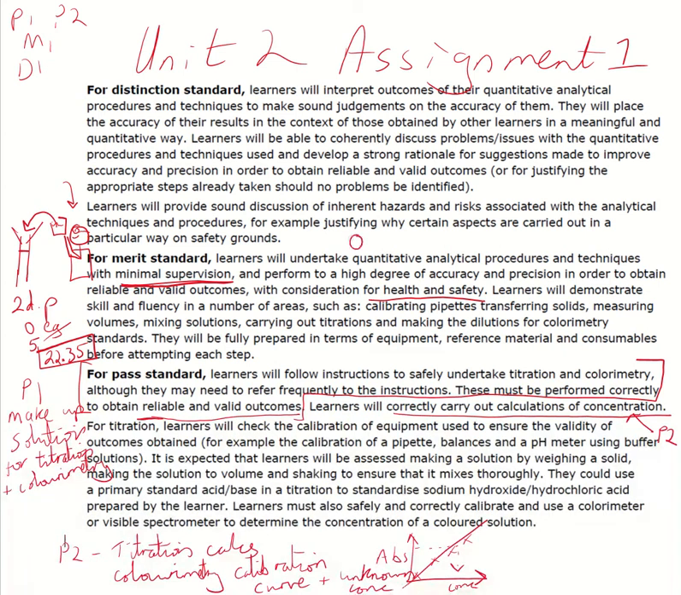So for example, if the true concentration was 0.05 moles per decimeter cubed, and you were getting, say, 0.04 at the end of it for your calculation, I'd say that's pretty good. If you're getting 0.01, then you're quite a bit off. You've clearly done something wrong within the practical. Now, distinction. Learners will interpret outcomes of their quantitative analytical procedures and techniques, make sound judgments on the accuracy of them. So what you want to be doing up here are some equipment error calculations.